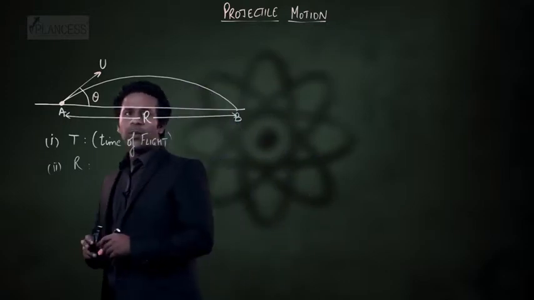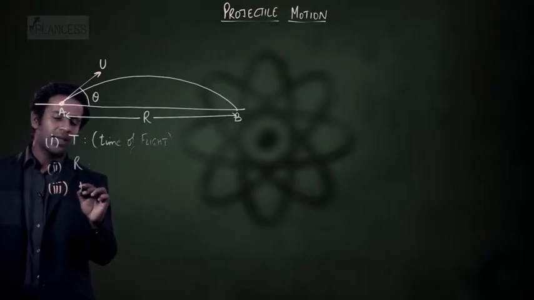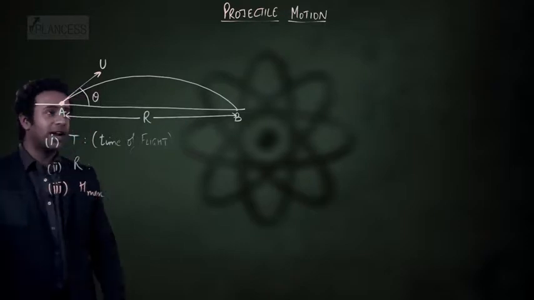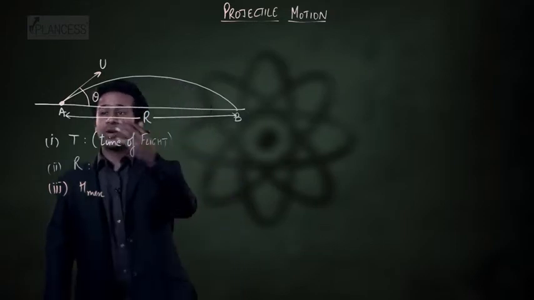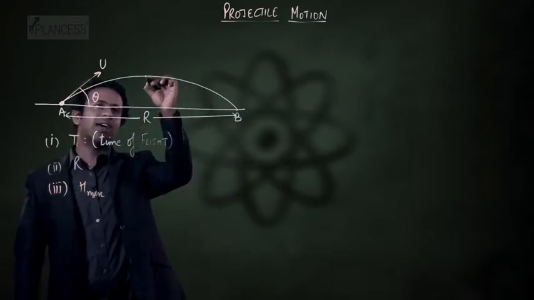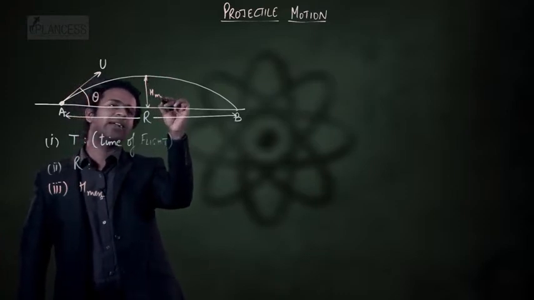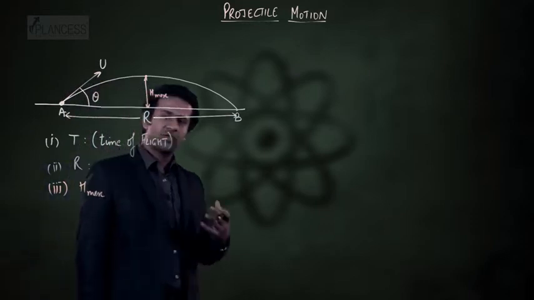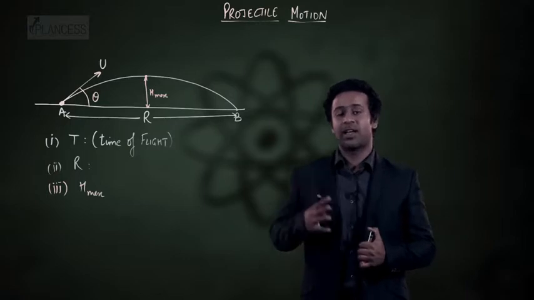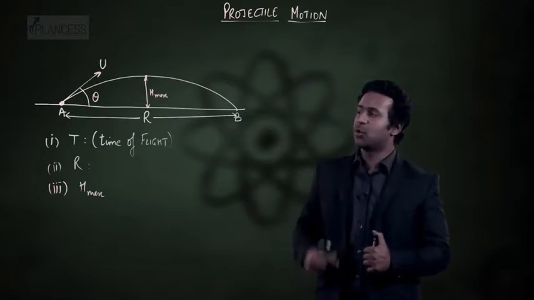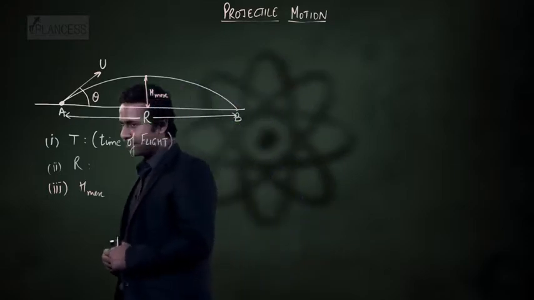And finally, we are interested in finding the highest distance from the ground, the maximum height it attains during this motion. As you can see from this diagram, somewhere in the middle, this would be the highest point during its trajectory. So we have labeled it H max as it is the maximum height from the ground it attained during its motion. So these are the three things that we wish to find.